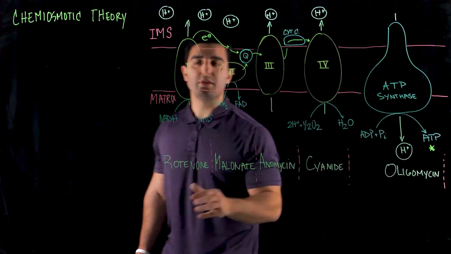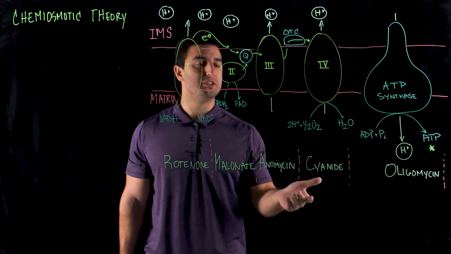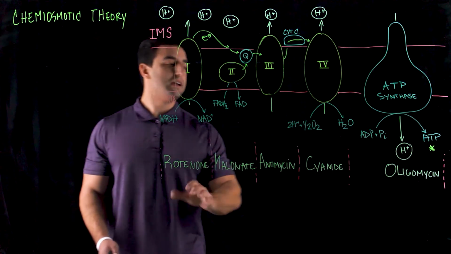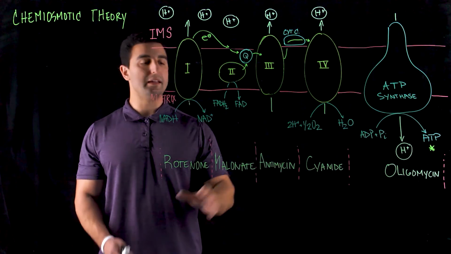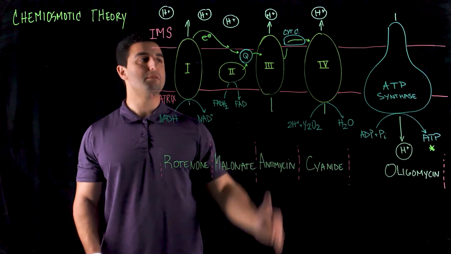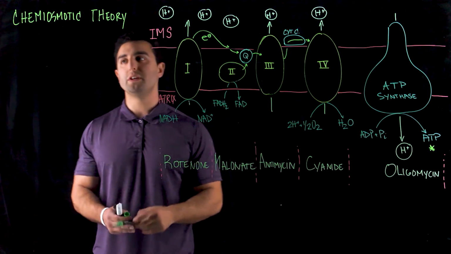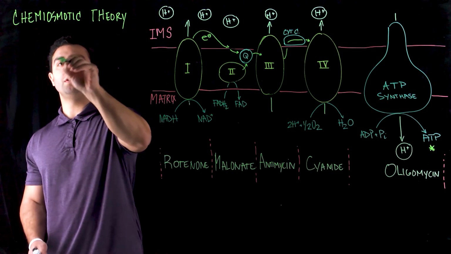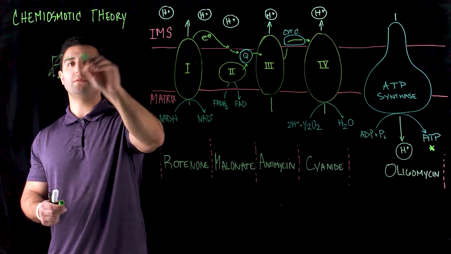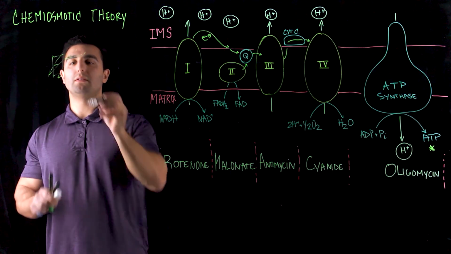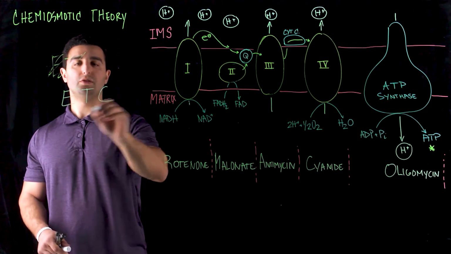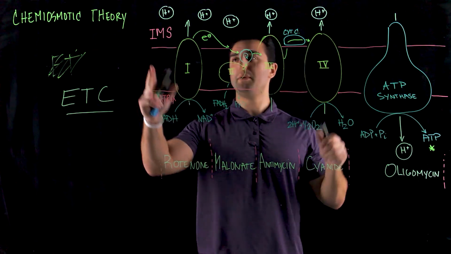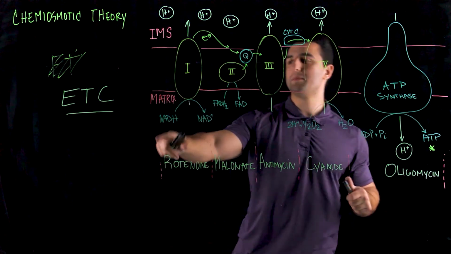These are different drugs, whether secreted by certain pathogens, certain toxins that we ingest, or even used as therapeutics for cancers. All of these drugs are inhibitors of specific pathways of the electron transport chain. All of this is happening in the mitochondria, specifically the membrane that is surrounded by the intermembrane space and the matrix.